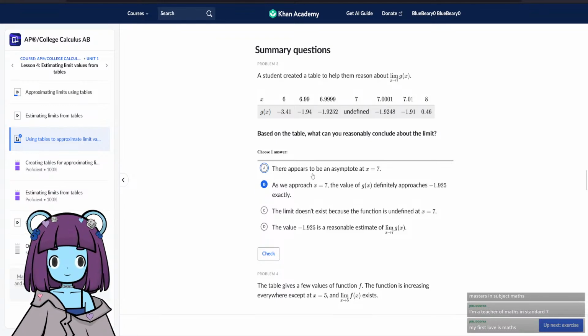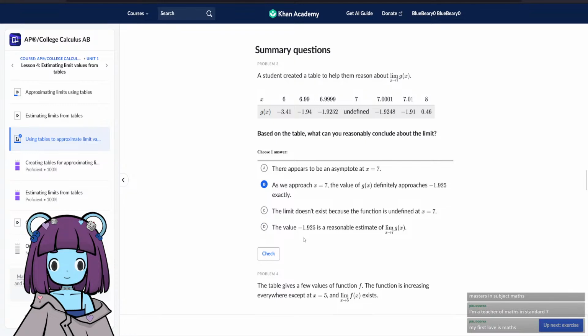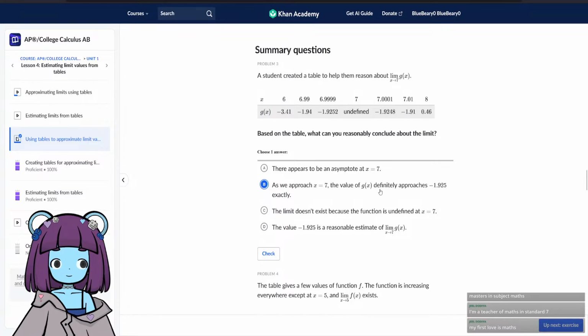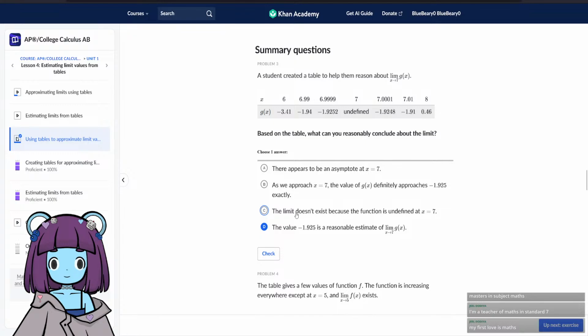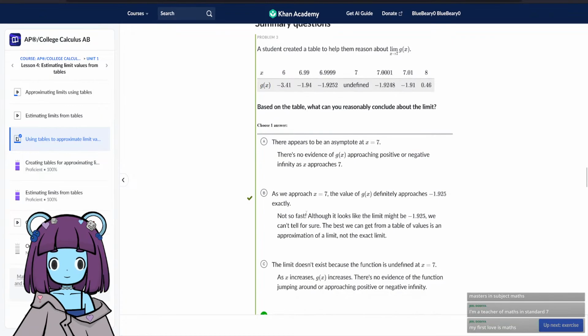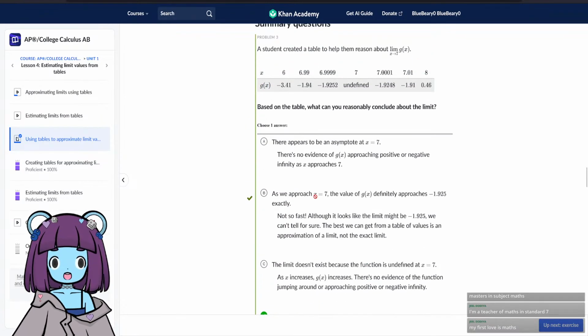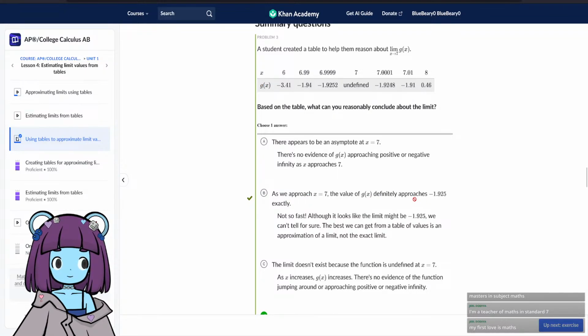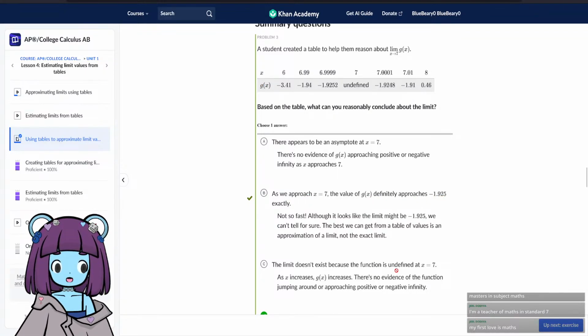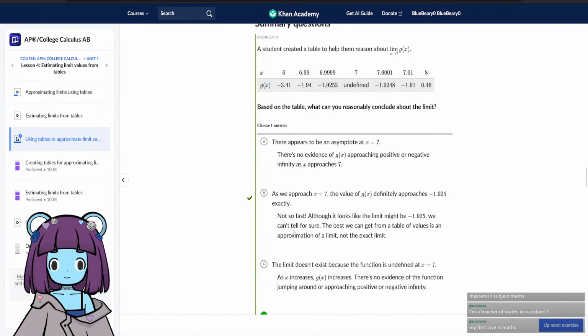This? No, it's not. It's undefined. So, is it a reasonable estimate? So this is wrong. I feel like it's this one? Yeah, okay. Is a reasonable estimate. So it is not definitely approaches this because you don't exactly know. It's an approximation. Exactly, okay.